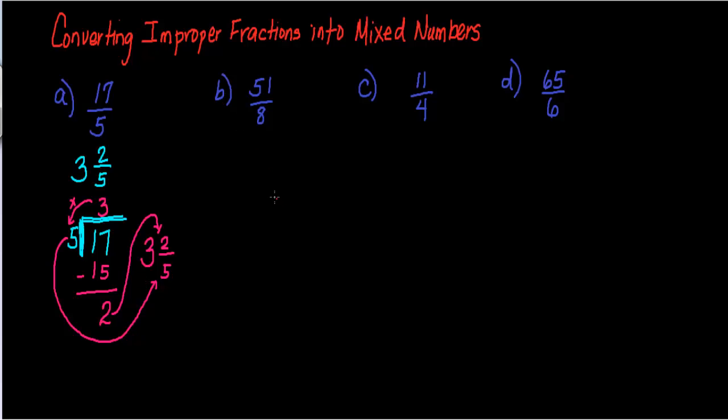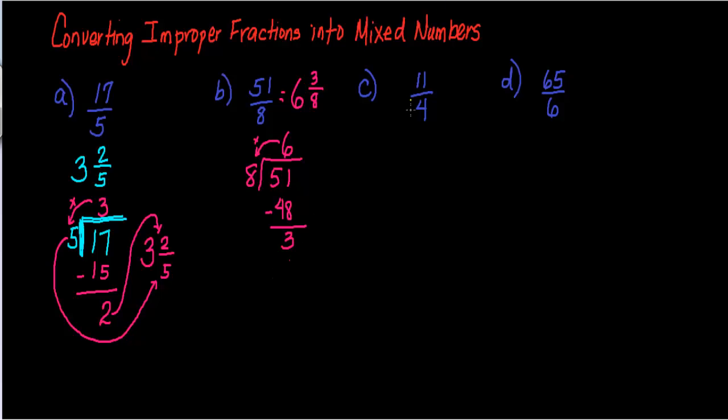Let's do example B. Same thing. 8 goes outside, that's the horse. He stays outside the house, and the man goes inside the house. 51 divided by 8. I know that 8 fits into 51 6 times because 6 times 8 is 48, and I will have a remainder of 3. So that means that this is equal to 6 and 3, which is the numerator, and your divisor is your denominator. 3 out of 8.